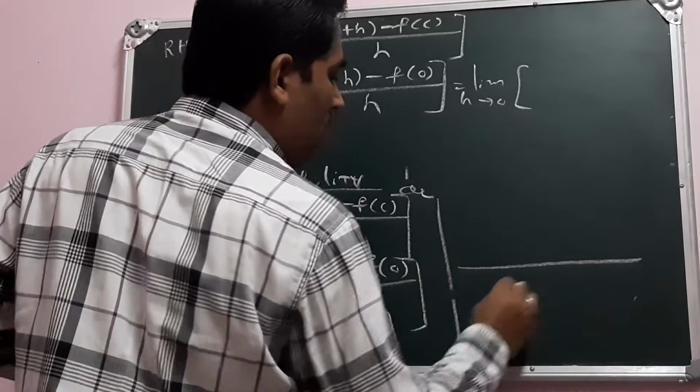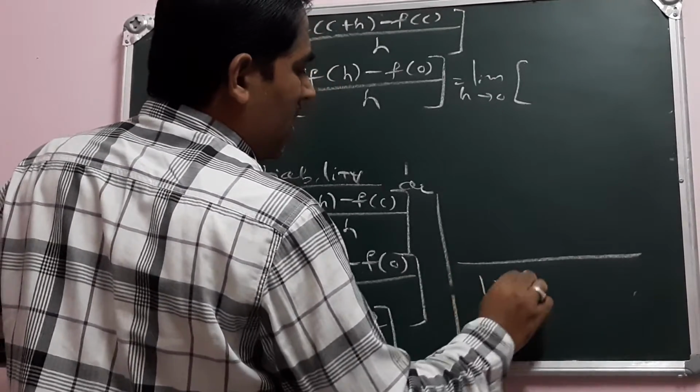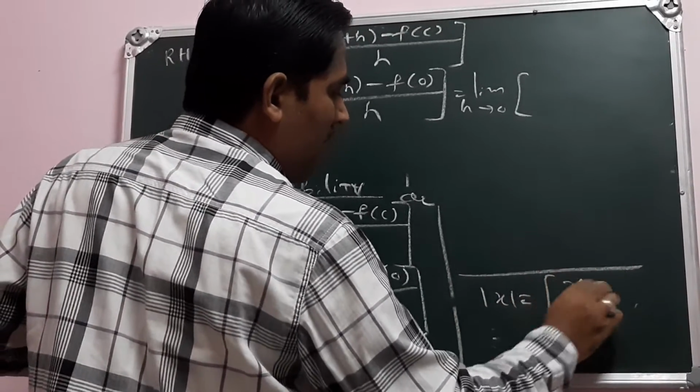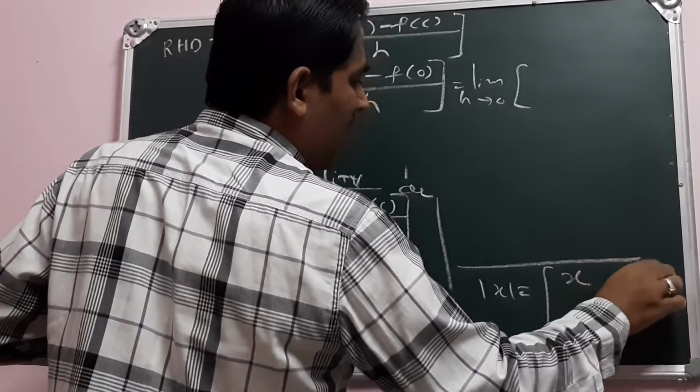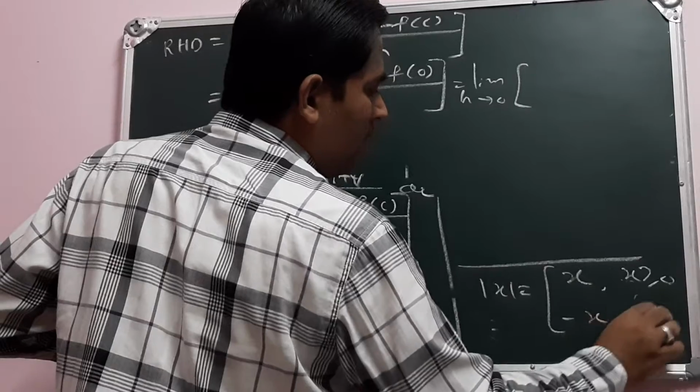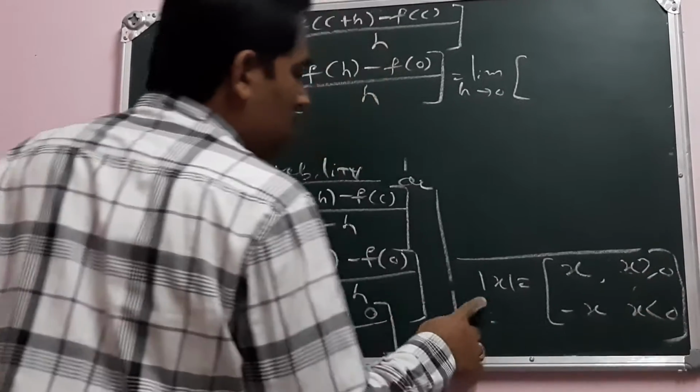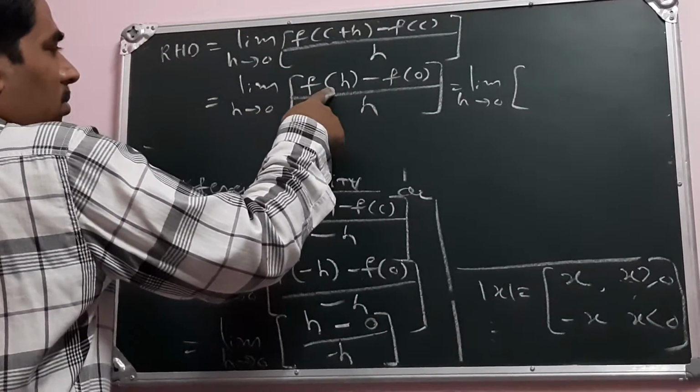So the modulus function is: mod x is equal to x, when x is greater than or equal to 0, and minus x, when x is less than 0. So now, see, f of h.